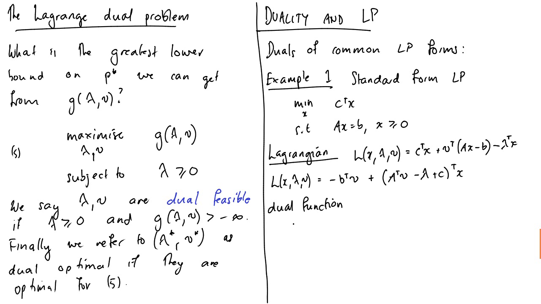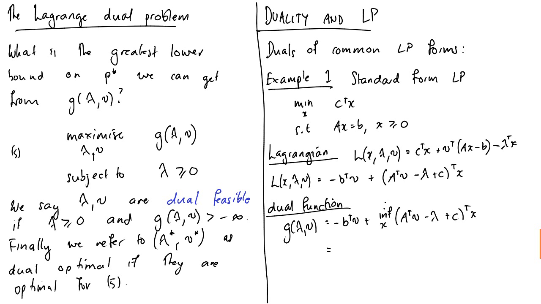What do we have? Well, g of lambda and nu equals negative b transpose nu plus the infimum over x of A transpose nu minus lambda plus c transpose x. Okay, what's this thing equal to? Well, that's kind of interesting.